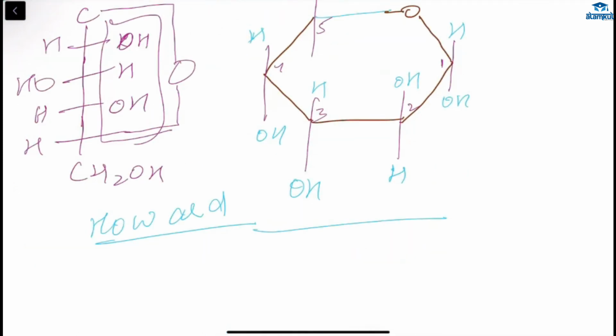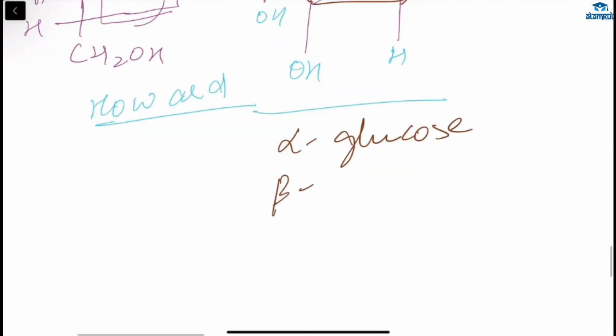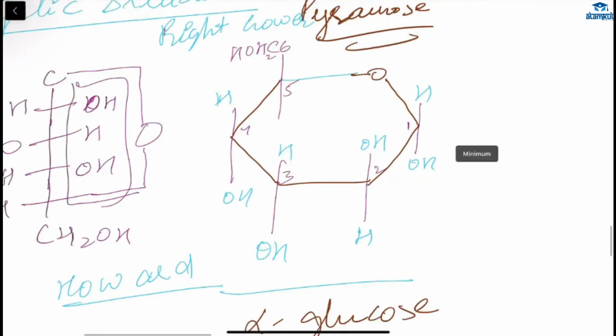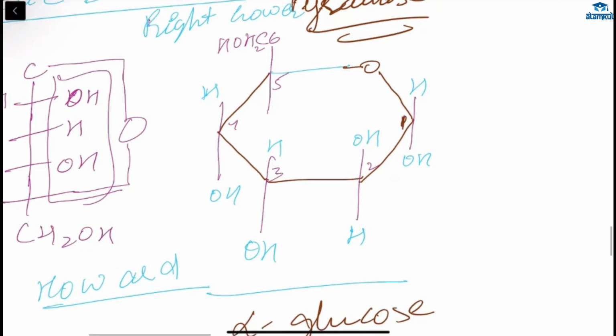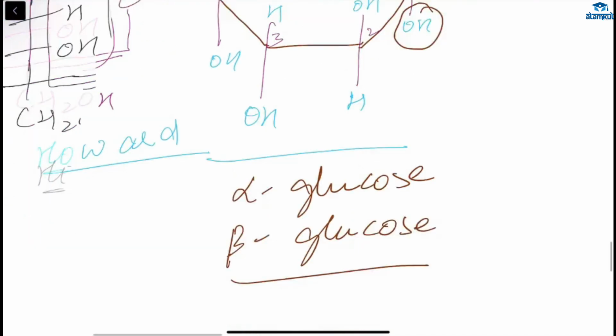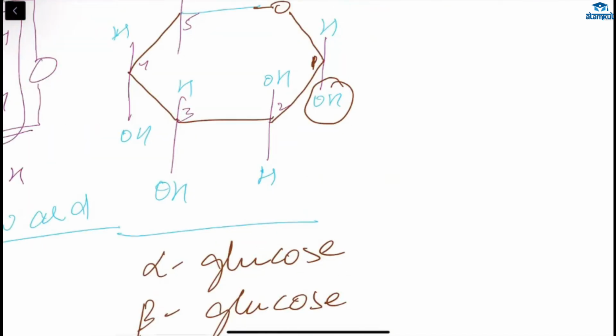Now, one more thing is there. Sometimes alpha glucose is written, and sometimes beta glucose is written. So why are these being written? In this structure, if on the first carbon the hydrogen or OH is on the left side, then it will be called the alpha position. And if this is on the right side or in the upper position, then it will be called beta glucose. This one is alpha glucose. If I draw this one by changing the positions like this, then it will be beta glucose.